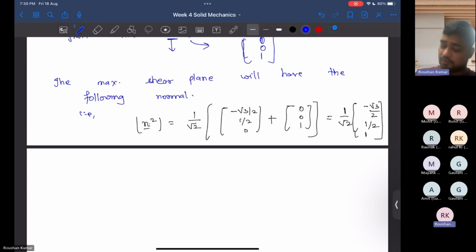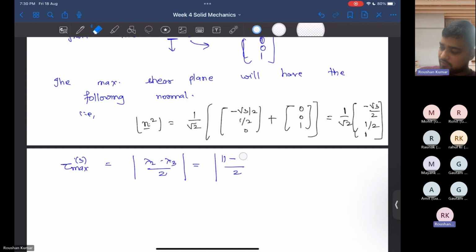Now the third plane, maximum shear stress corresponding to the third plane. So tau max 3 is given by lambda 2 minus lambda 3 upon 2, which is nothing but, what is lambda 2? 11 minus 3 upon 2, which gives us 4.